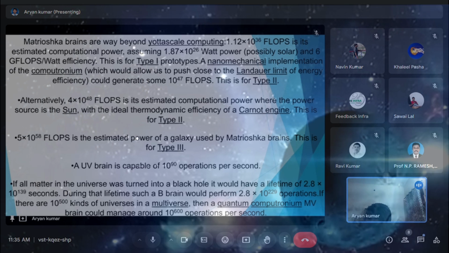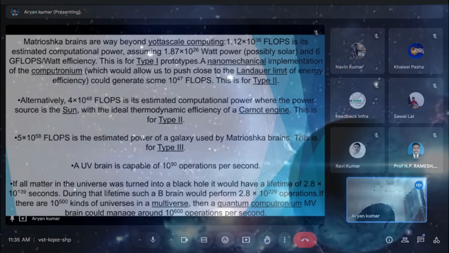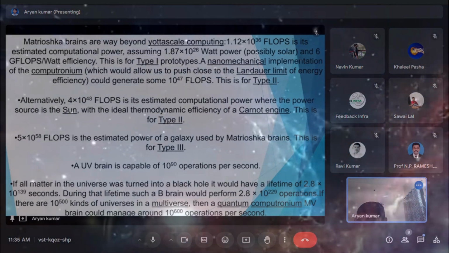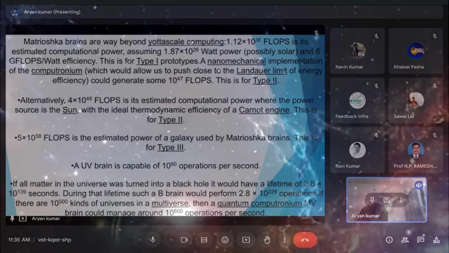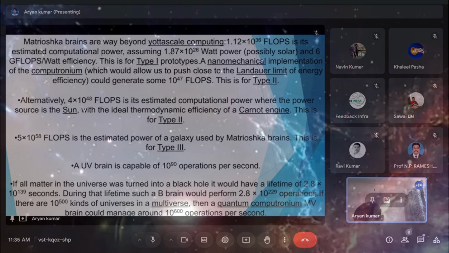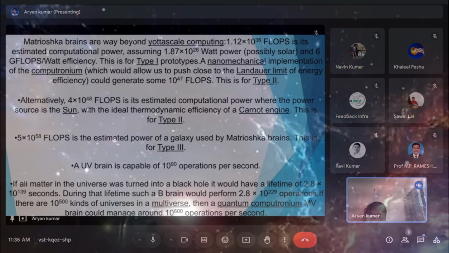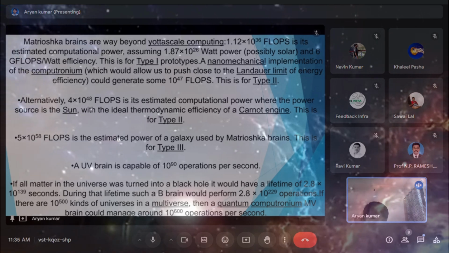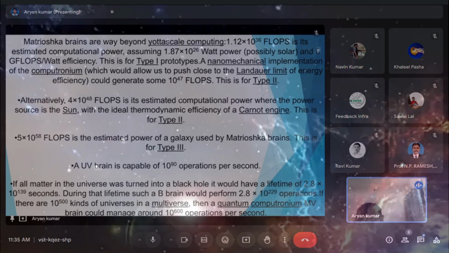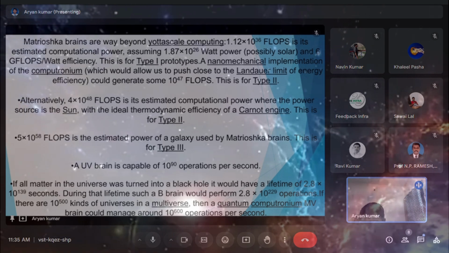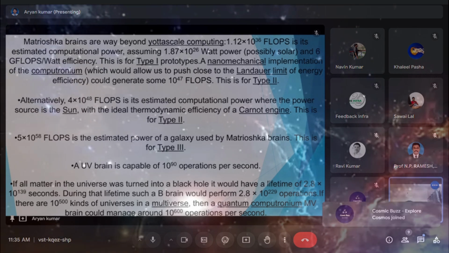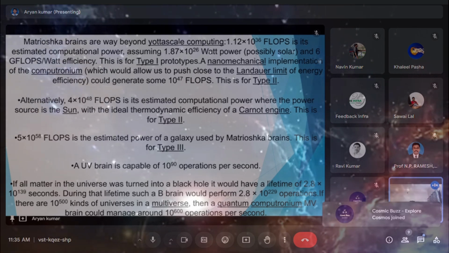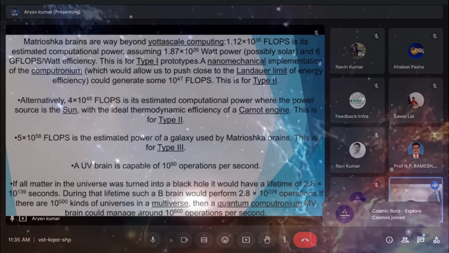We will make some further presentations on these after some time. 5 × 10^58 flops is the estimated power of a galaxy used by Matryoshka brains. This is for type 3. A UV brain is capable of 10^90 operations per second.